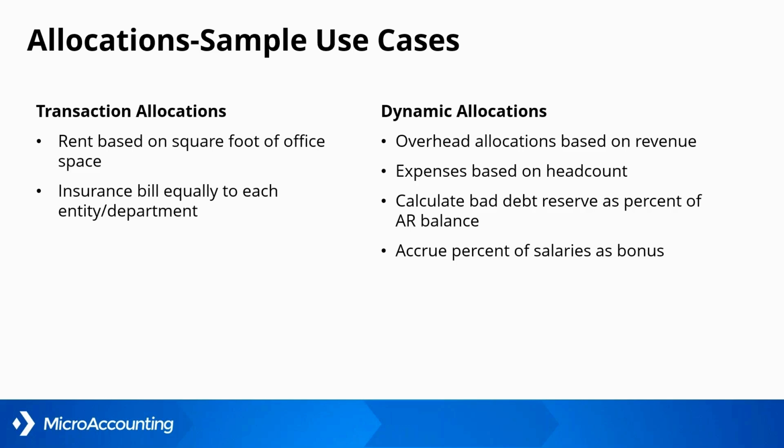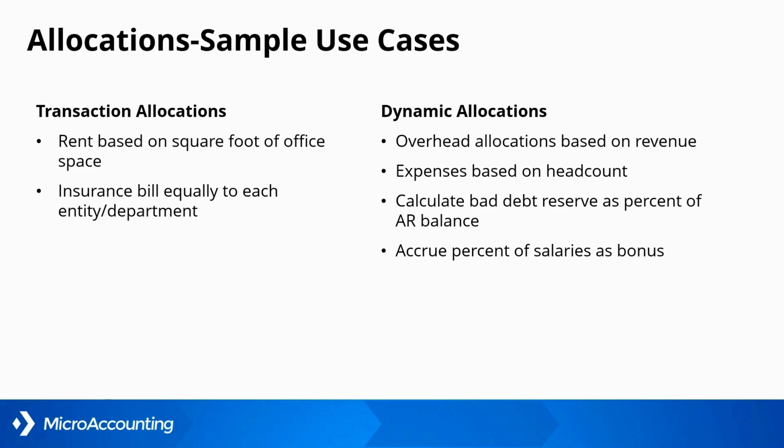You can accrue a percent of salaries as bonus. So maybe you say, as a general rule, we're going to accrue 3% or 5% of our salaries, and we're going to set that up as our accrual for our bonus. So we can take that and do that calculation. So you can think outside the box on those dynamic allocations of things that we can use that for. We can also move money around in between accounts if you want to.